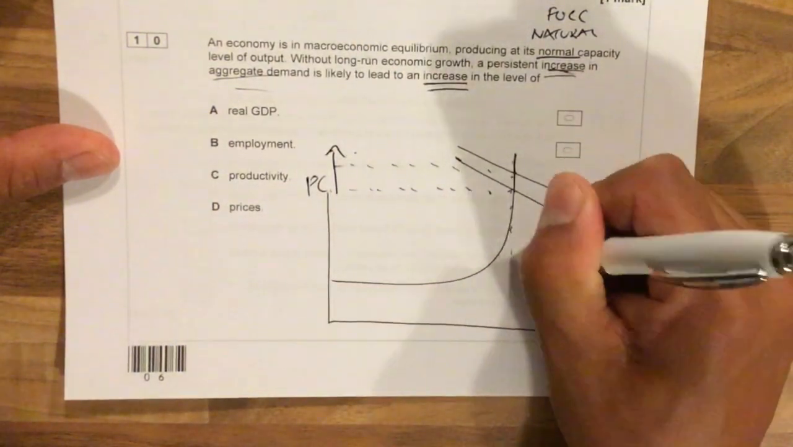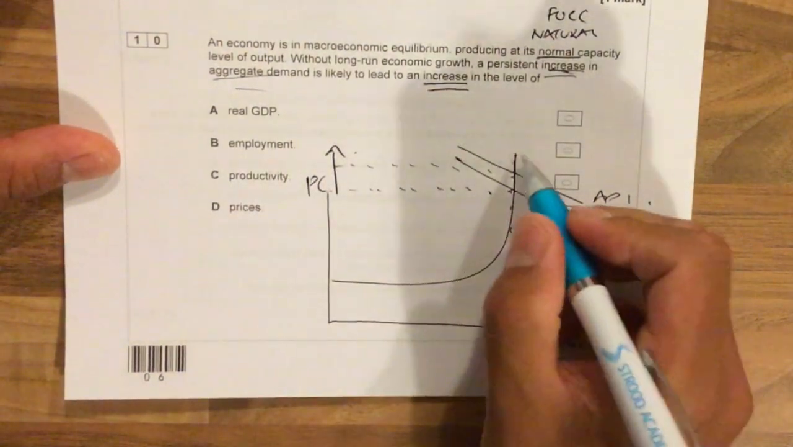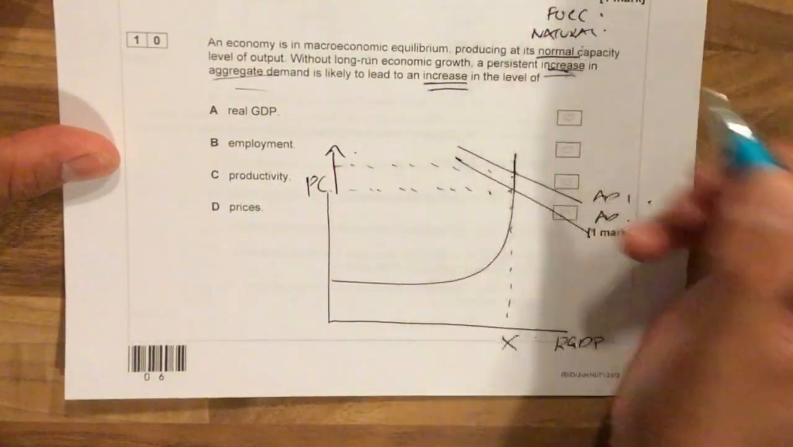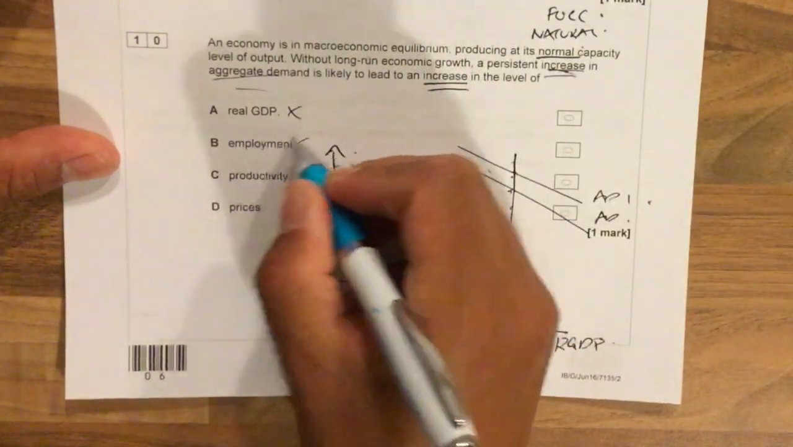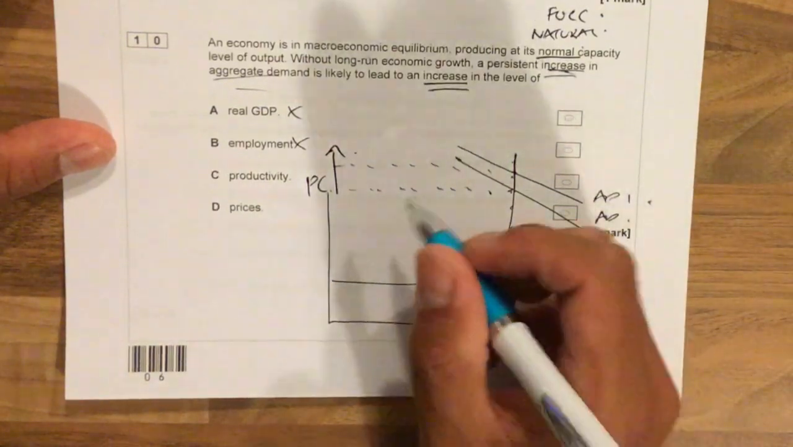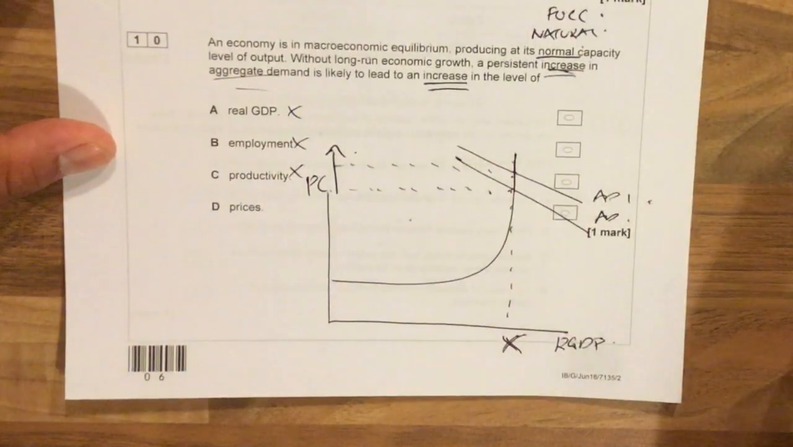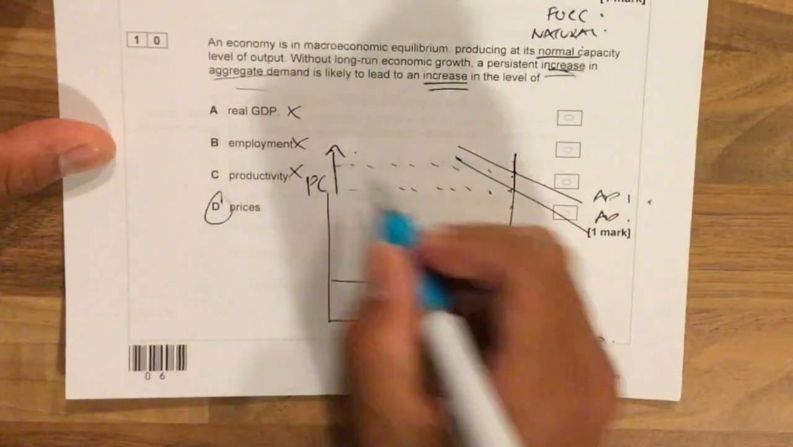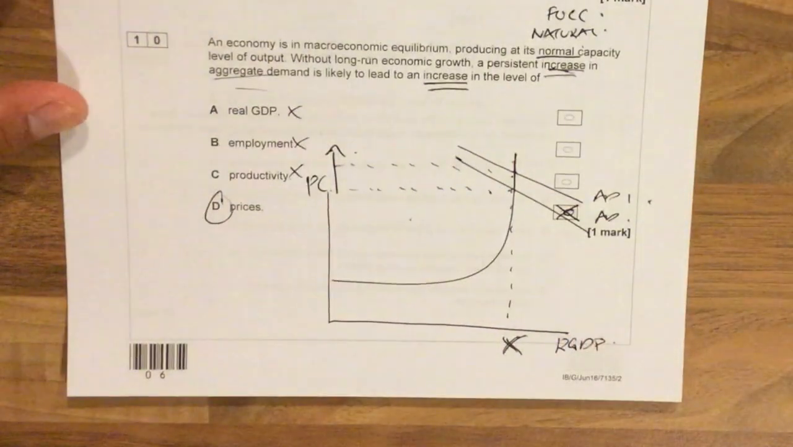Because at this point, our GDP is not necessarily increasing because you're at full or natural or normal employment. So it is not that. Employment is derived from increases in GDP, so when you're at full, it's not actually increasing. Productivity is nothing to do with aggregate demand, it's to do with LRAS. So it is prices, as you see in that diagram. That's the answer. Okay.